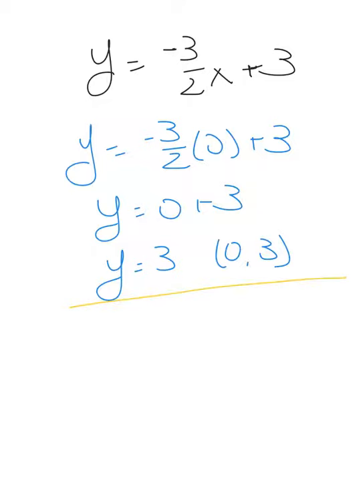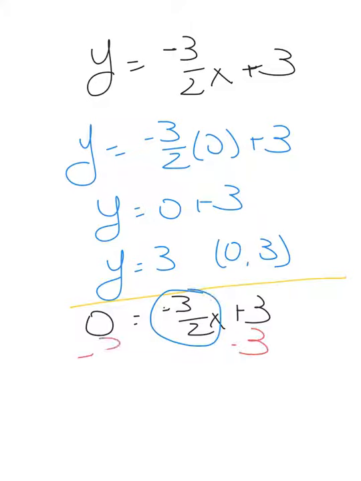To find my x-intercept, I'm going to plug in 0 for y. So 0 equals negative 3/2x plus 3. Circle my 3/2x. Can't touch it. What can I touch? Opposite of positive 3 is negative 3. Negative 3 equals negative 3/2x.